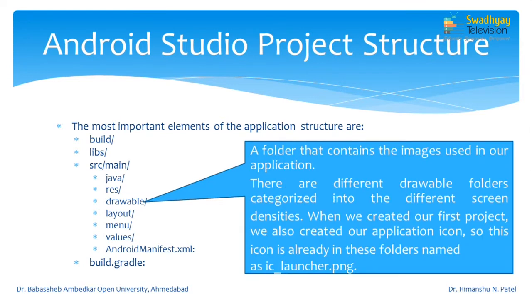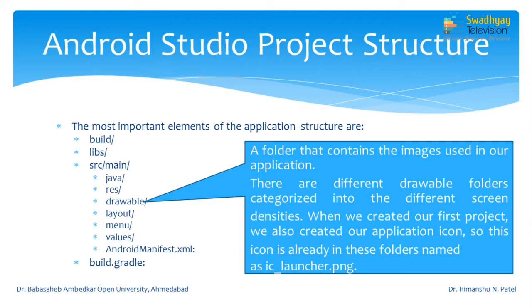Next is the drawable folder, a folder which contains images used in your project. Now your project may contain images which are of different densities. So there are different drawable folders categorized into different screen densities, which may be high, low or medium, and depending on your image density you can organize your images into different folders which represent different resolution and densities.